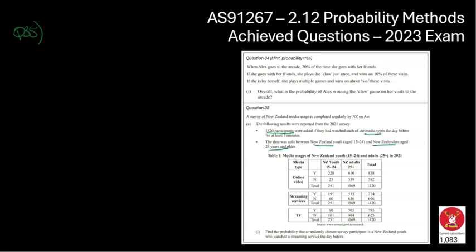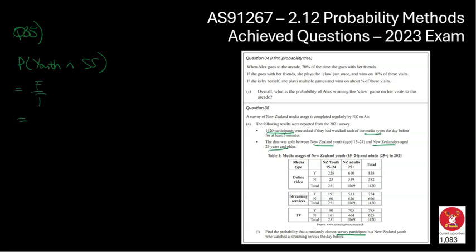So find the probability that a random survey participant is a New Zealand youth who watches streaming services the day before. So we're trying to find the probability that they are a youth and watched streaming services. I'll just write SS for streaming services. So this question is just a simple F over T type question.